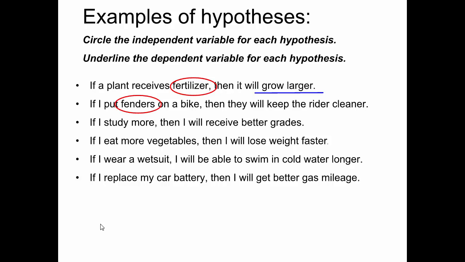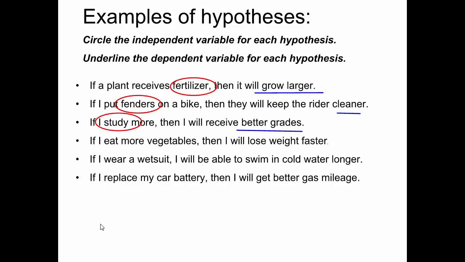And our dependent variable, what would we be looking at? What data would we collect here? Jordan? If it will keep getting lighter sooner. So what would we be measuring? Yeah, the cleanliness of the rider. If I study more, I will receive better grades. What's the independent variable, Kaya? Yeah, studying. What's the dependent variable, Kaya? Yeah, the grades a person would get.